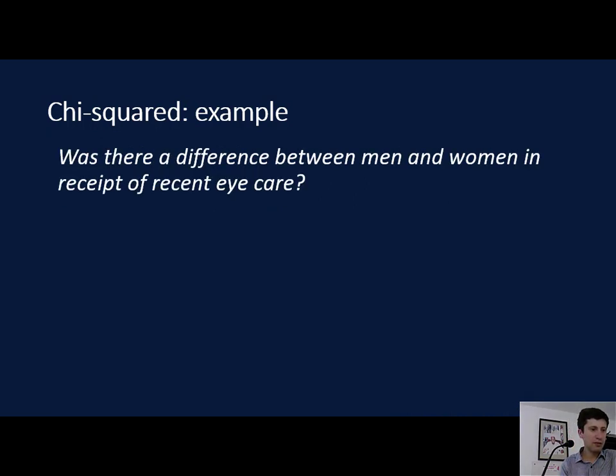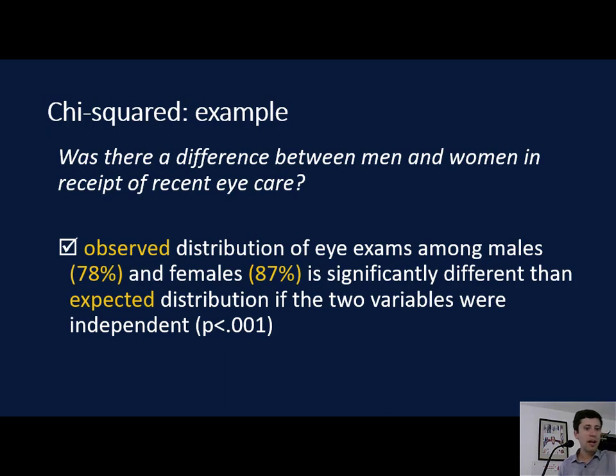But what happened was that the observed distribution was that males, 78% had an eye exam in the past 2 years, 87% of women, and that was different than what we would have expected if the two variables, that is gender and receipt of eye care, were independent of each other. There's a dependency between gender and receipt of eye care in our data. Does that make sense? Questions? Swati?